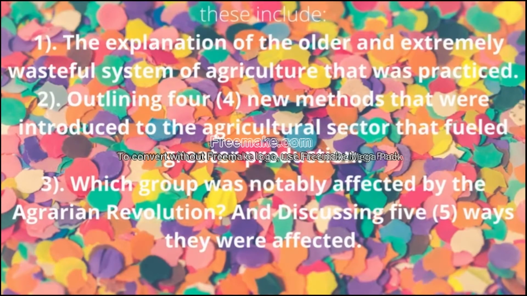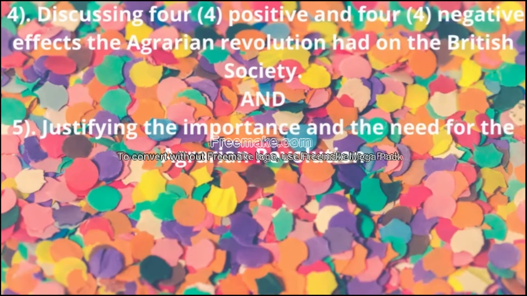These include 1. The explanation of the older and extremely wasteful system of agriculture that was practiced. 2. Outlining 4 new methods that were introduced to the agricultural sector that fueled greater production. 3. Which group was notably affected by the Agrarian Revolution, and discussing 5 ways they were affected. 4. Discussing 4 positive and 4 negative effects the Agrarian Revolution had on British society. And 5. Justifying the importance and the need for the Agrarian Revolution.